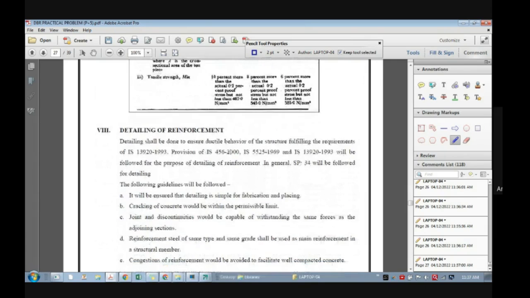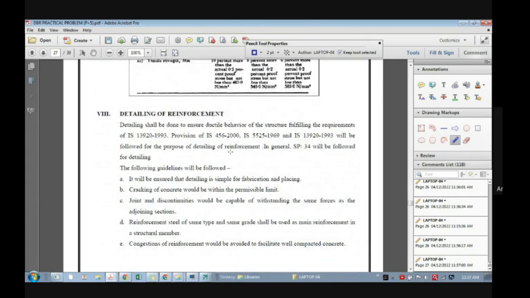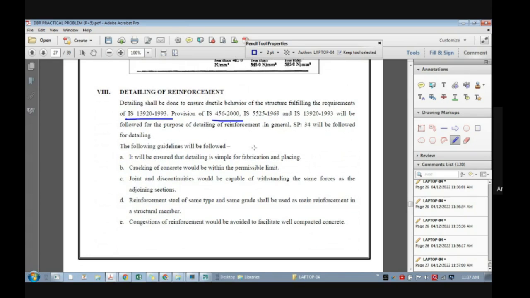Now, the second important part is that in earthquake, we do the detailing, and most of the times we do ductile detailing. So here, please mention, check IS 13920 for ductile detailing, and IS 456 for normal detailing. Whenever we do the detailing and reinforcement drawings, we mention this.